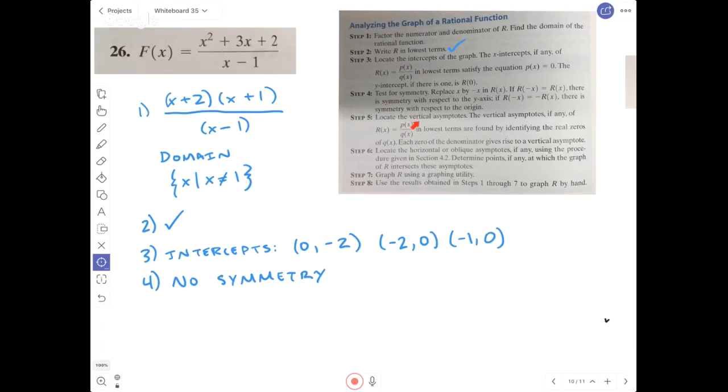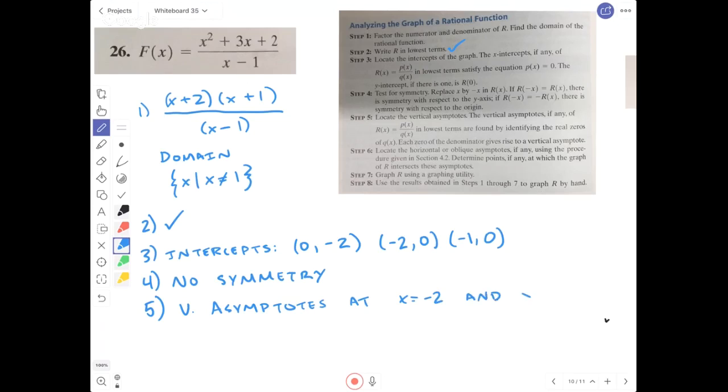Step 5, locate the vertical asymptotes. Great. So step 5, vertical asymptotes at x equals negative 2 and x equals negative 1. And horizontal or oblique asymptotes. Ooh, this one's going to have an oblique asymptote.